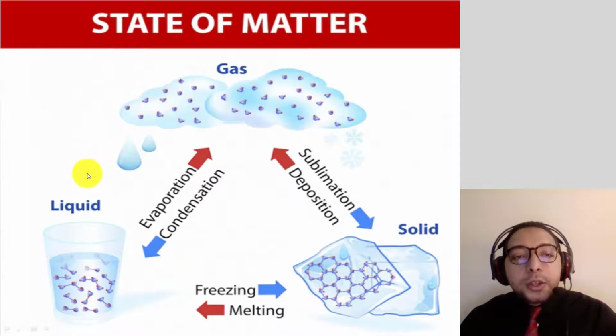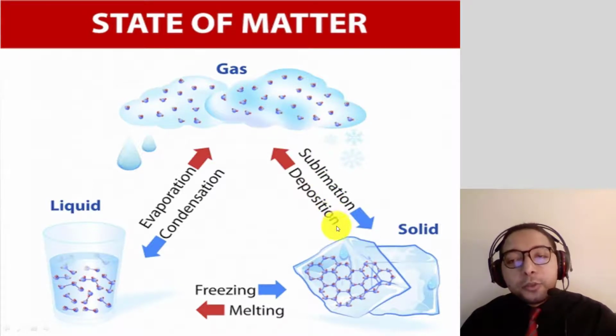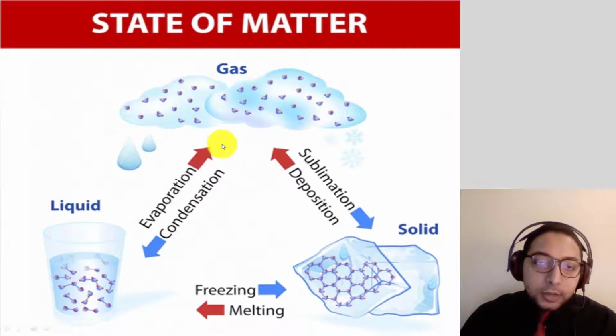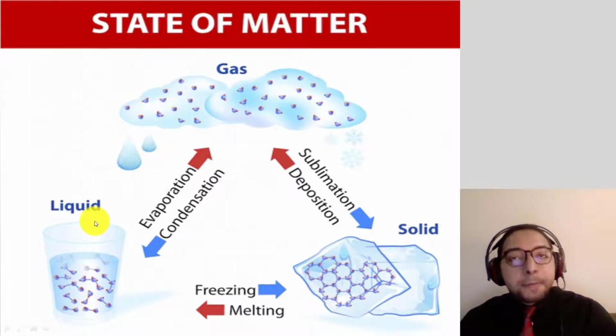I want you to look over here. This is the change between the states of matter. We have liquid, we have gas, we have solid, and you know that in order to change a solid to a liquid, we melt it. If you want to change liquid to gas, we evaporate it. If you want to change solid to gas directly, we do sublimation, and the other way around, deposition from gas to solid, and freezing from liquid to solid, and from gas to liquid, we condense.